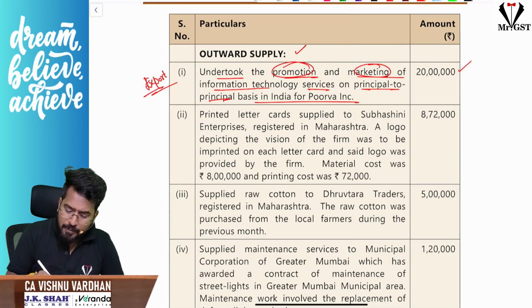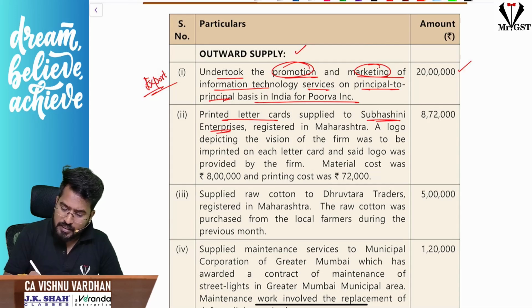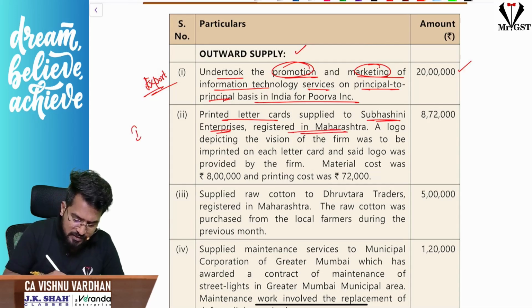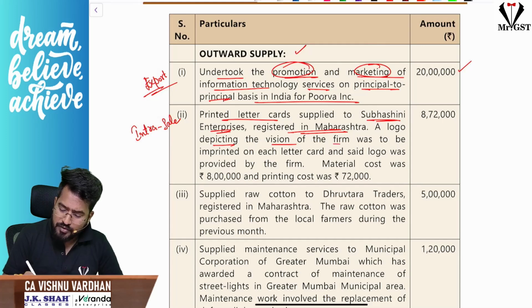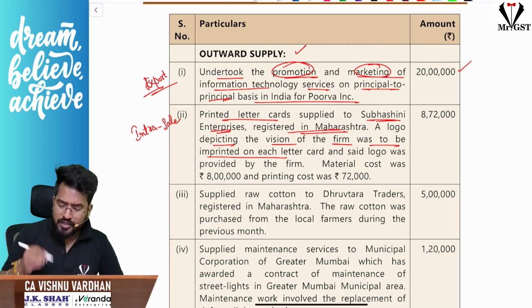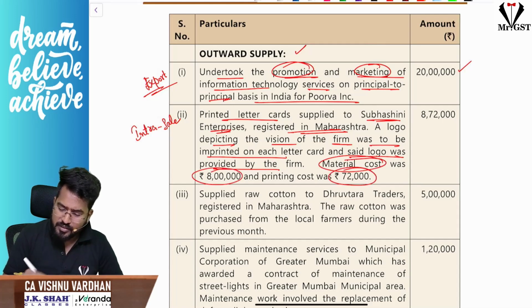Next, supplying printed letter cards to Shubhashini Enterprises, registered in Maharashtra. That means again this is an intrastate sale, correct? Intrastate sale, okay, fine. A logo depicting the vision of the firm was to be imprinted on each letter card, and the said logo was provided by the firm. Material cost is 8 lakhs, printing cost is 72,000.